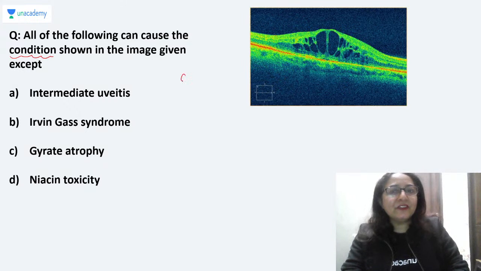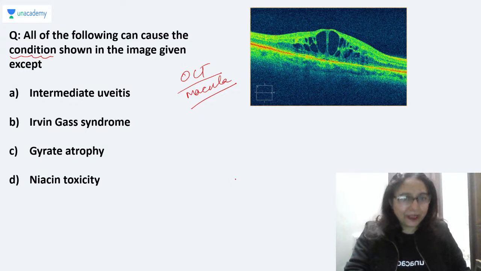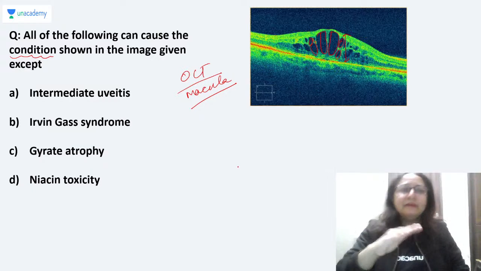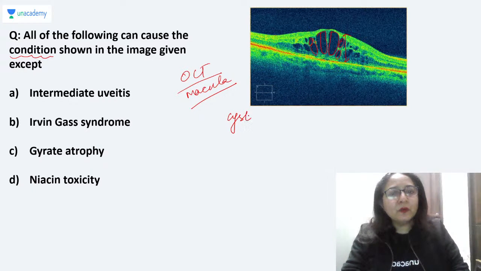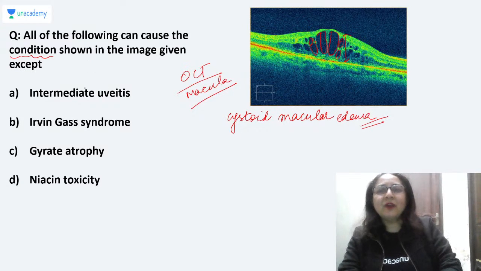Which is this investigation? This is your OCT of the macula, optical coherence tomography of the macula, okay, which tells us about the morphology of the macula. And what is most characteristic in this image? We are seeing these cystic spaces, multiple cystic spaces, and we are seeing that the thickness of the macula is increased, normal foveal contour is absent. So this is giving us an OCT diagnosis of cystoid macular edema. Okay, now we have made our diagnosis and now we have to answer the question.